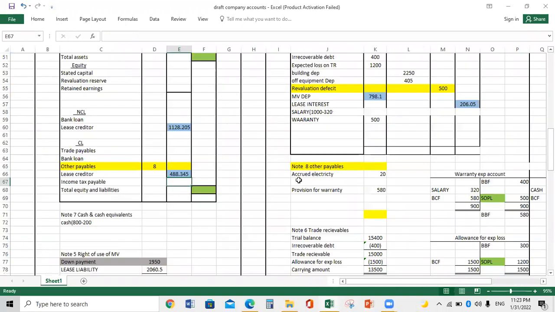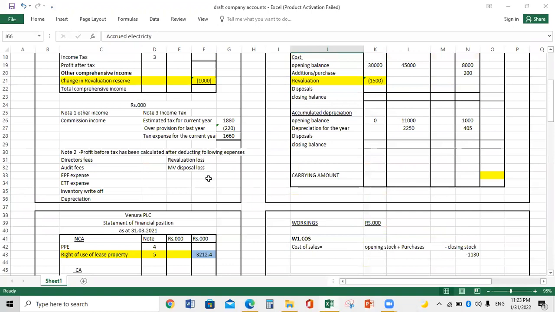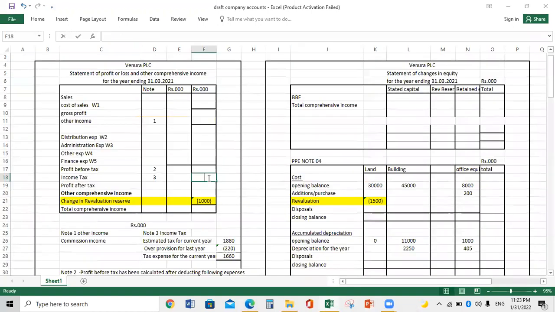So when it comes to income tax, what are the places you have to record? Current liability and this one. The income tax, how much? 1,660. These are the two places you will record in related to income tax.